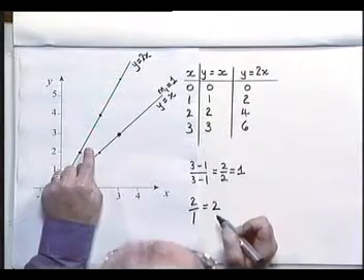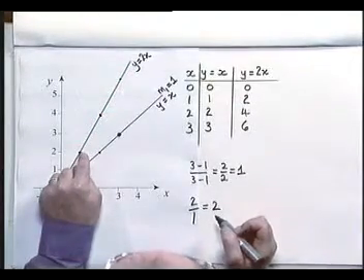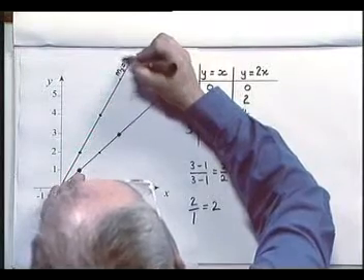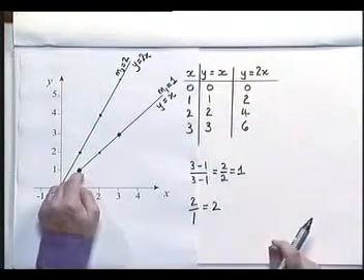is 2. Let's call that m2. It's the slope of the second line. Let's write m2 is 2. Okay, let's do one more.